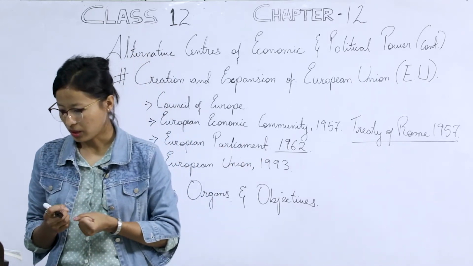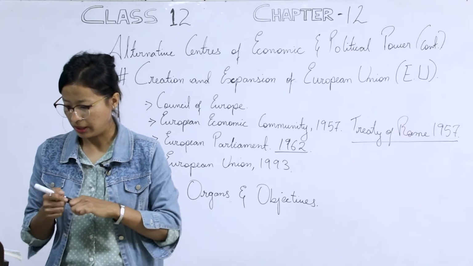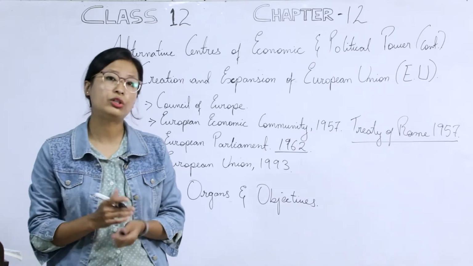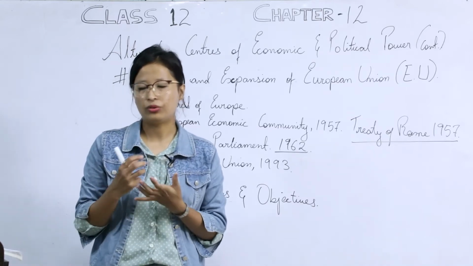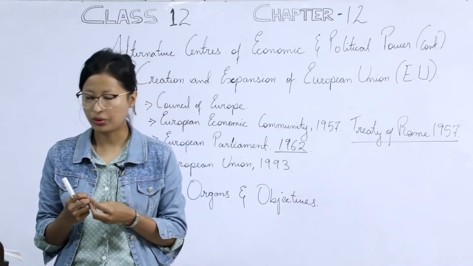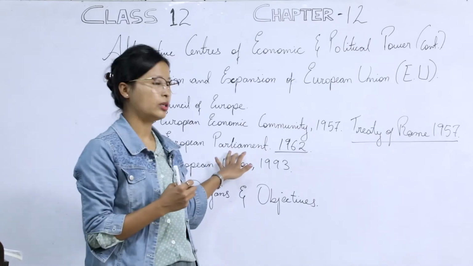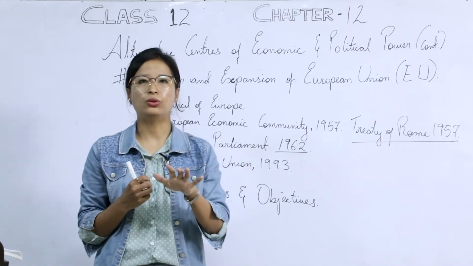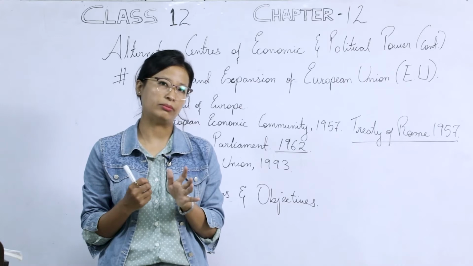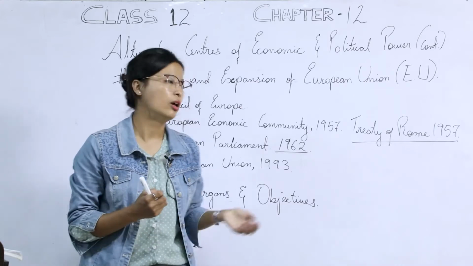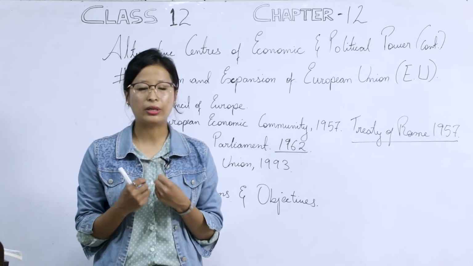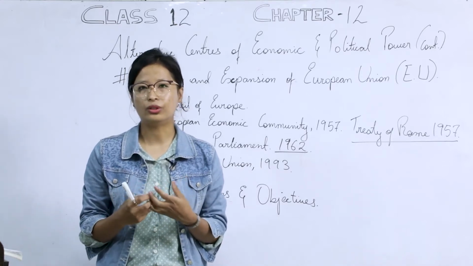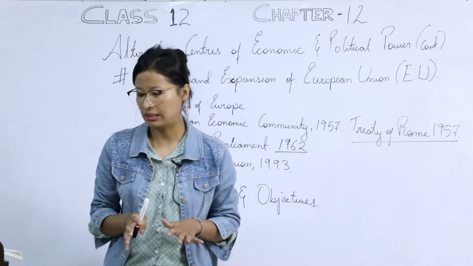Now, the European Parliament signed a treaty called the Treaty of Luxembourg in 1970. Through this treaty, the European Parliament started to have control over the budget of the member states. At first it was only political, but by signing the Treaty of Luxembourg, they gained the right to control the budget of the member states.